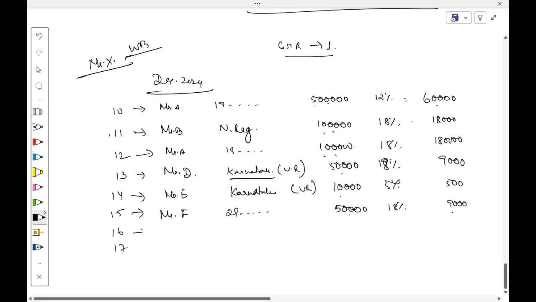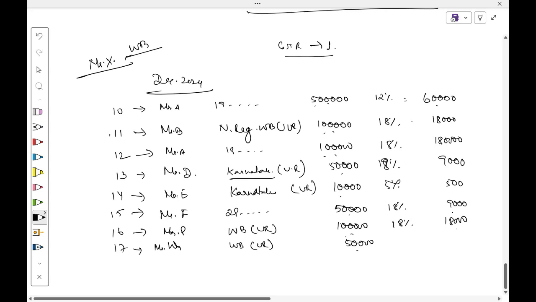And similarly, a few more are there. Mr. P is from West Bengal, an unregistered person. Value of supply is 1 lakh. Rate of GST is 18%. So the amount of GST is 18,000. Another one, Mr. W, is also from West Bengal. He is an unregistered person. Supply is 50,000 and rate of GST is say 12%. So the amount of GST would be, I think, 6,000. These are the supplies made by Mr. X, the registered dealer from West Bengal.